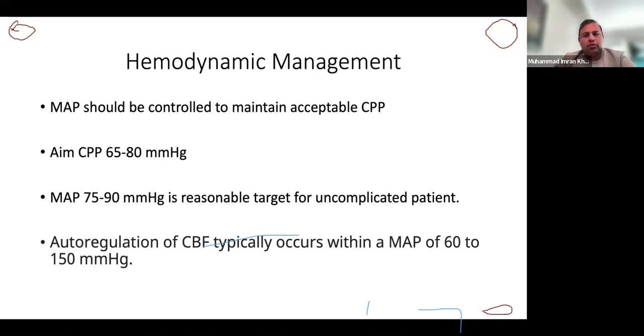And because we want to keep the CPP between 65 and 80, a MAP of 75 to 90 would be there. And because the autoregulation goes from 60 to 150, we would rather be anywhere around 80, which is what we usually look for as our MAP. 80 to 85, so that even if the patient is chronically hypertensive, you can still have that lower limit of 80 and still have the autoregulation maintained for that patient.